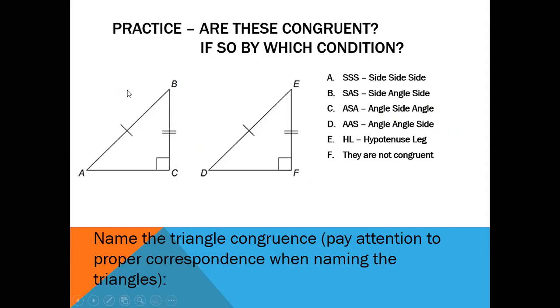All right, anybody, what is this one? Hypotenuse leg. Good. Remember, hypotenuse is always across from the right angle. So we got hypotenuse leg. I'm not gonna write it, but triangle ABC would be congruent to what? Triangle DEF. Very good, nice.